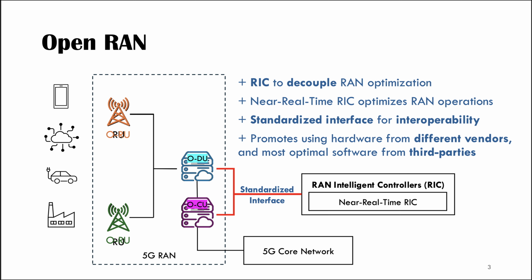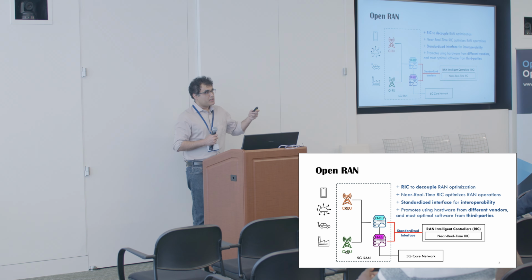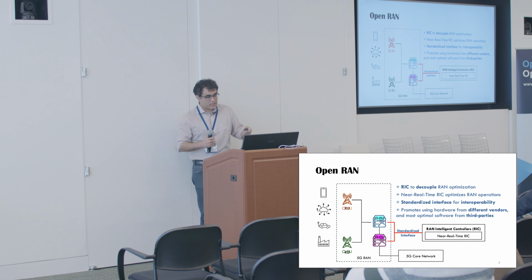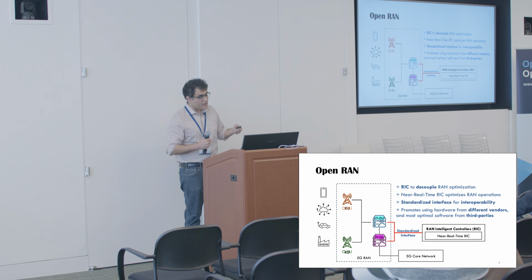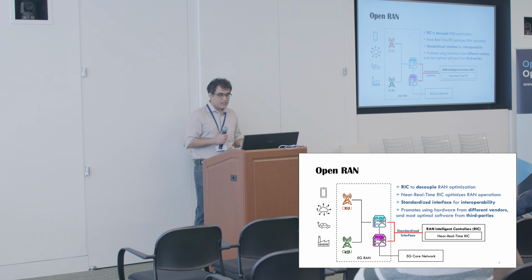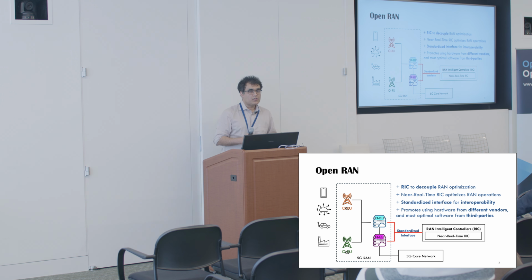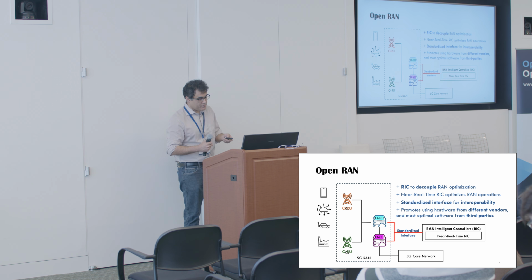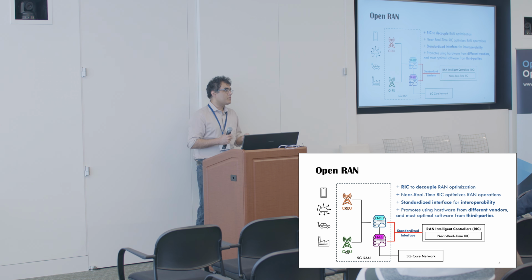So as you have seen, with these disaggregated architectures and this capability of real time optimizations, it promotes the use of different types of hardware from different vendors, and Open RAN also allows the RAN to optimize or control the network through software, and this software may be coming either from the network operators or from third parties.